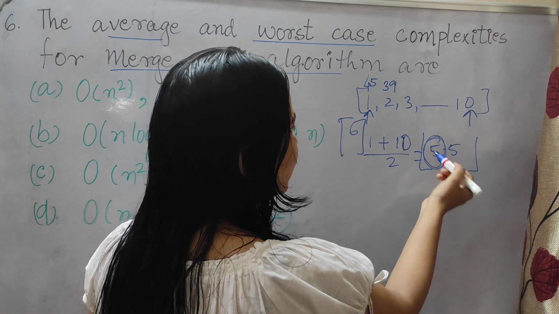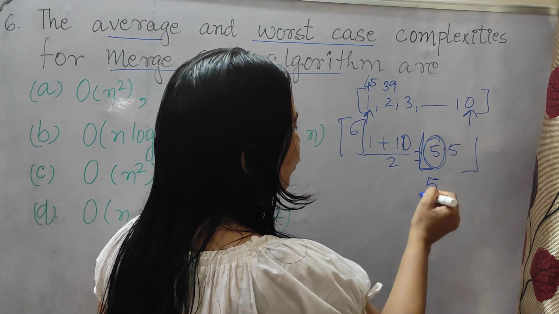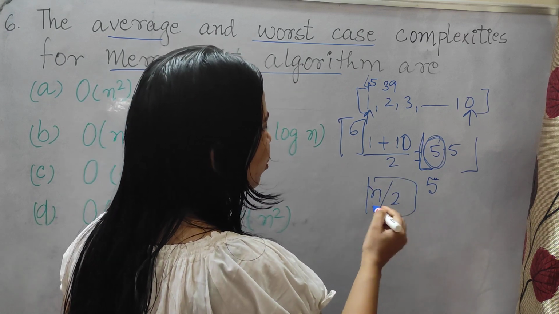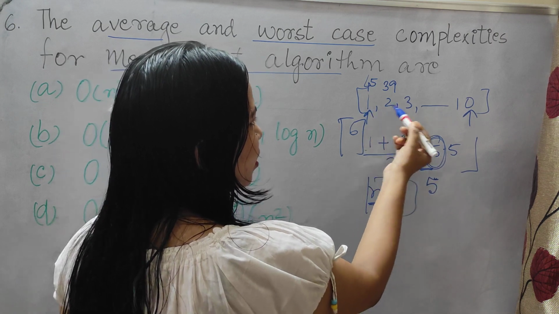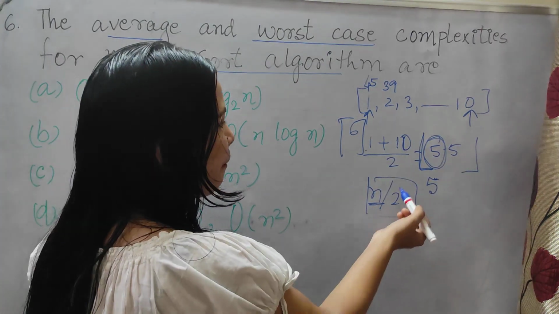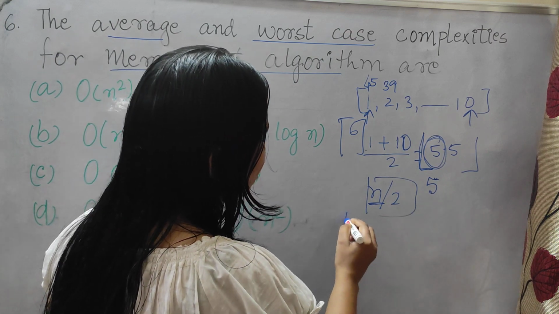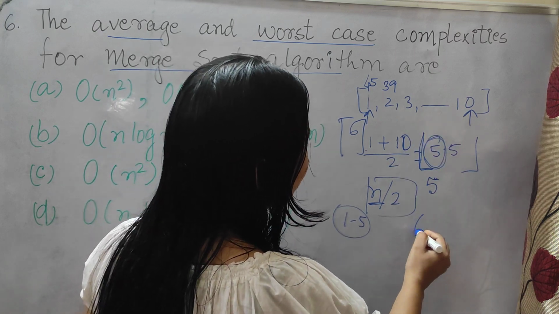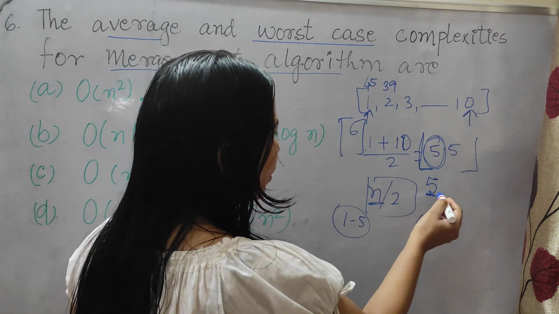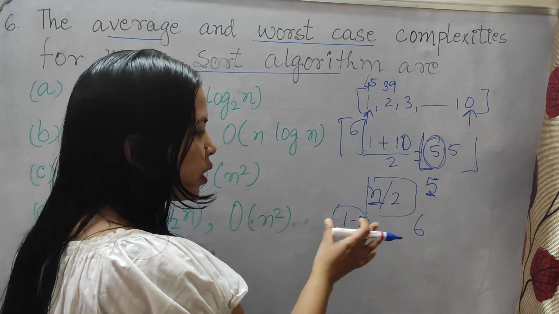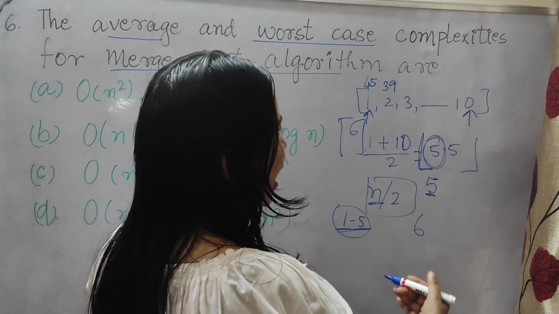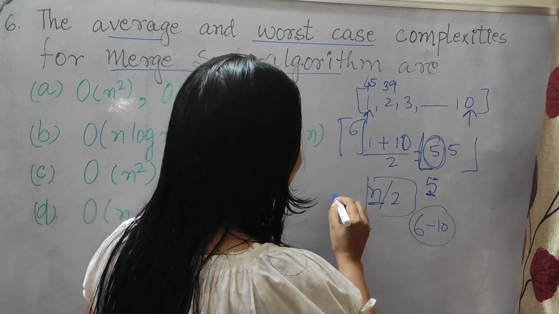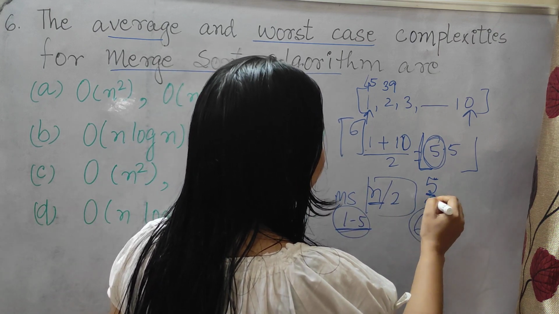But the lower value, that is the floor value, means we will take the fifth position. Fifth position, that means the mid, n by 2. The merge sort algorithm works with this: first element plus last element by 2, then we get 5. So 1 to 5 will come in the first part, and in the next part will come mid plus 1. Mid value is fifth, so 1 to 5 will come in the left part, and in the right part will come 6 to 10. This is how the merge sort algorithm works.